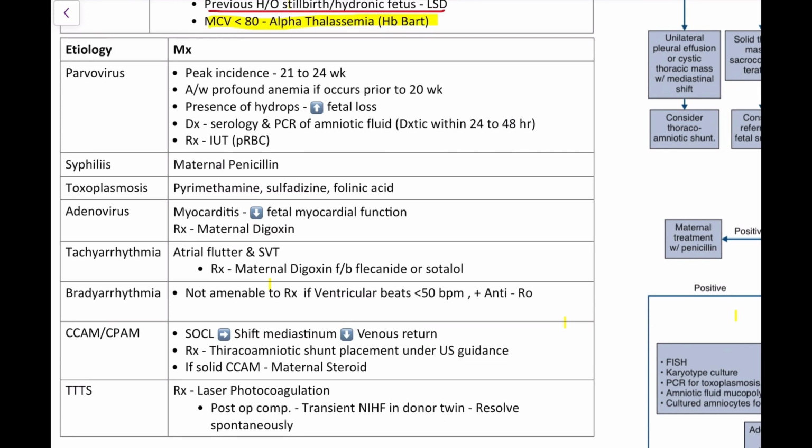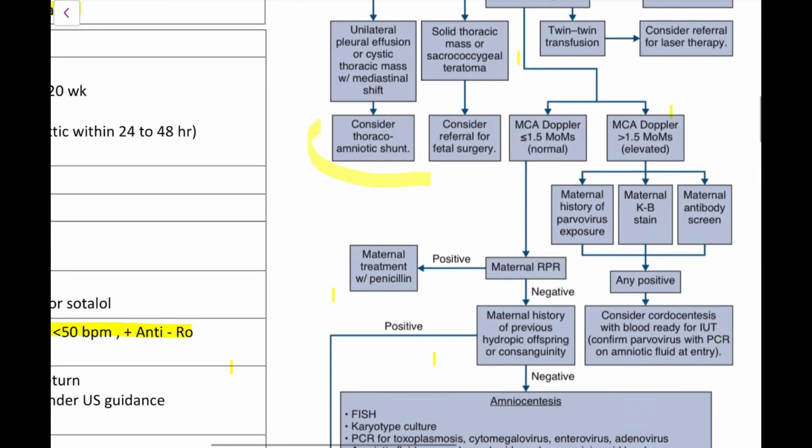Although bradyarrhythmias are associated with NIHF, particularly ventricular beats less than 50 or the presence of anti-Ro antibodies, they are not amenable to any treatment. If you find any SOCL like CCAM or CPAM, meaning space-occupying chest lesions, on USG, or if we find twin-to-twin transfusion syndrome on USG, then we should consider referral for surgery.